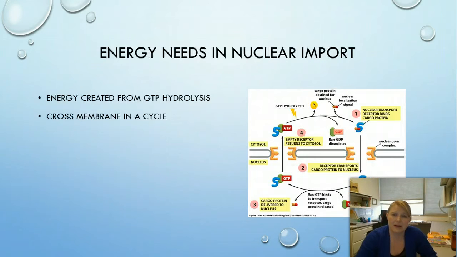Now, as you'd imagine, it needs energy to do that. So you can see here the process of energy utilization for importation across the nuclear pore. So you can see here that as the receptor comes across the pore and when it dissociates from the cargo protein, the GTP is going to associate with the receptor. And then it will cross back across the pore, and at this point the GTP is hydrolyzed and the receptor is ready to take on a new cargo protein to transport across the pore. So it's just important to realize this process requires energy.